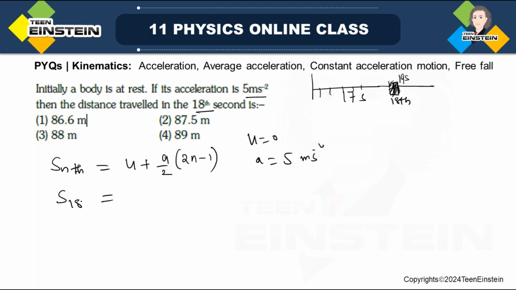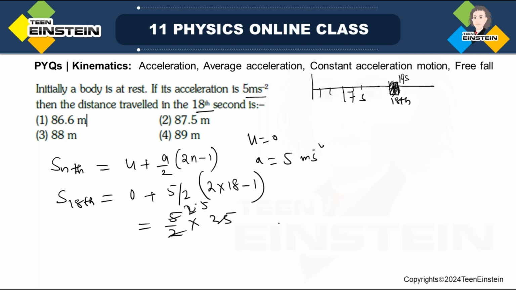See, s is 18th. Okay, so n is 18th, u is 0, acceleration is given as 5 by 2. Then here it is 2 into 18 minus 1, that means 35. There will be a fraction, so this is 2.5, so 35 into 2.5.